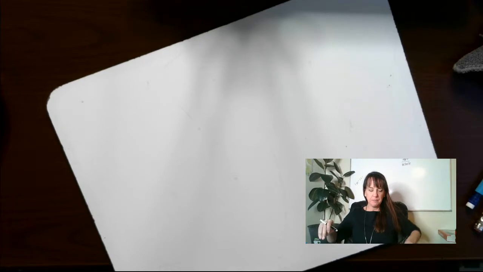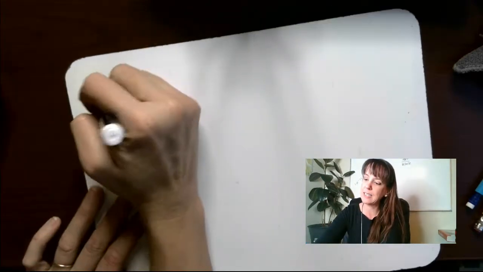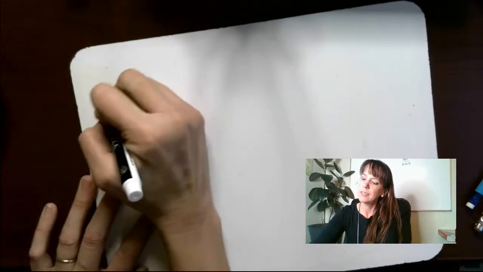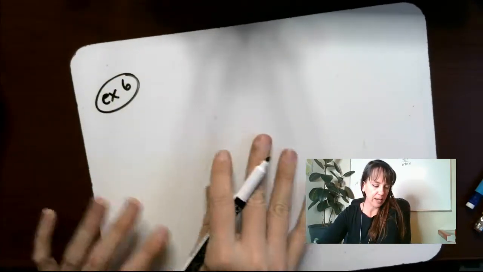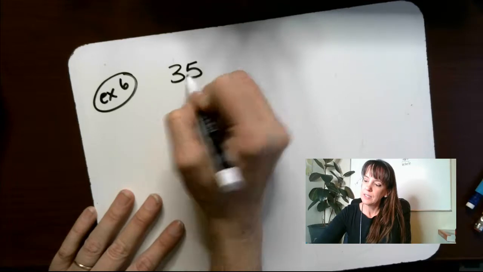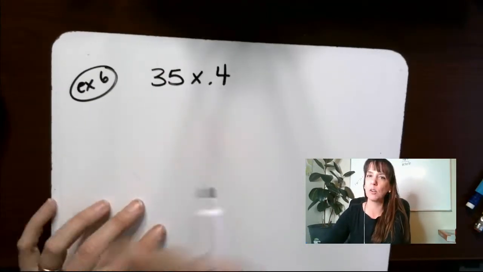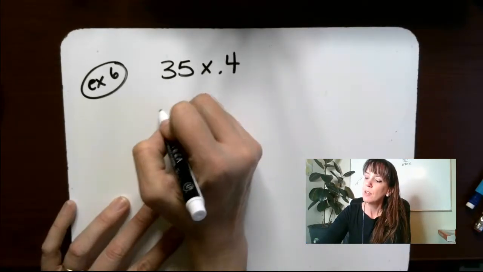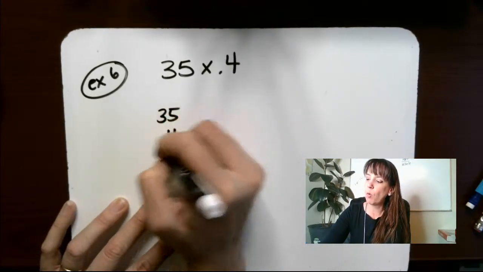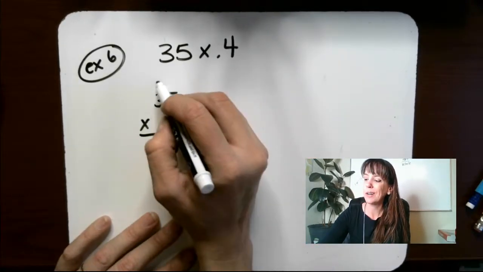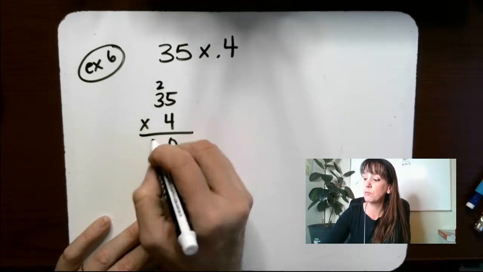Let's look at example number 6. I can't write today. Example 6. This guy is going to be 35 times 0.4. Again, we're just going to leave it as 0.4. So 35 times 4. Let's just do the math part of that first. 5 times 4 is 20. So carry the 2. This is 12 plus 2, which is 14.